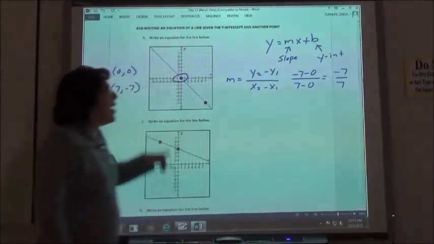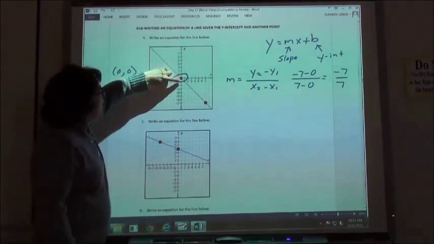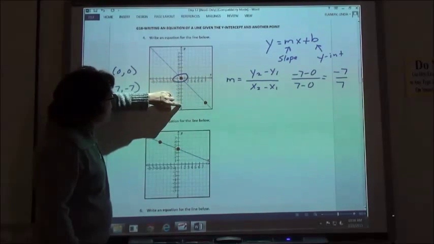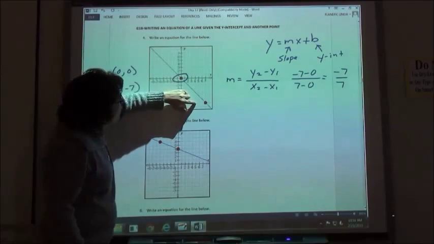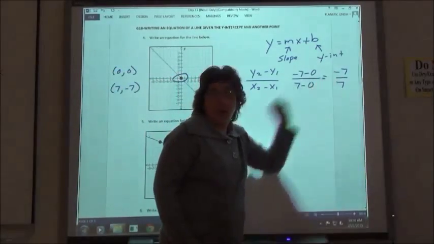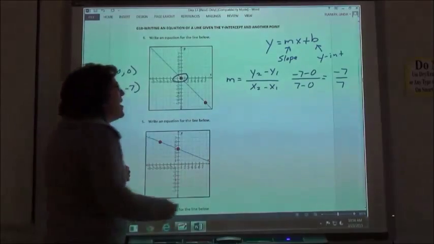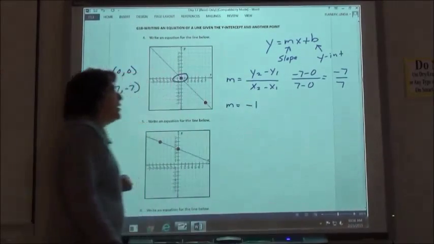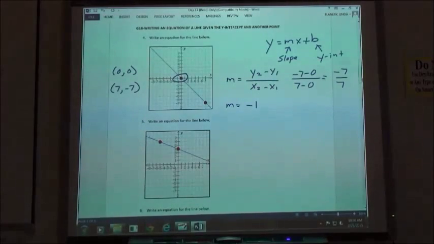We said if we had the graph, we could count the slope. We went 1, 2, 3, 4, 5, 6, 7 down, and 1, 2, 3, 4, 5, 6, 7 to the right. 7 down and 7 to the right. Of course, we want to simplify that. A negative 7 over 7 is just negative 1 for my slope.